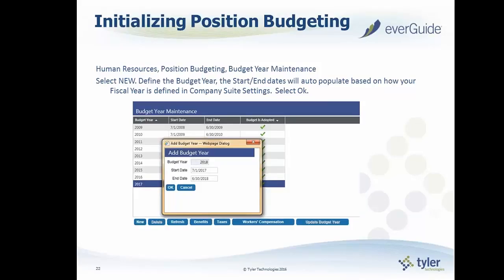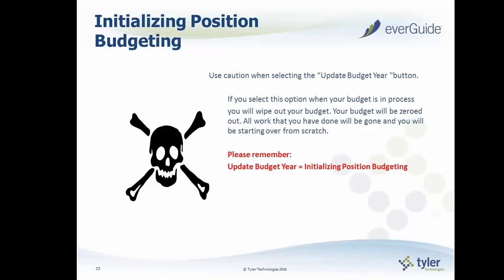So if you're wondering where that's coming from, it's coming from your company suite settings, the month that you defined as your fiscal year start. So I'm showing you a July to June. If you're October to September, May to April, it would populate according to your setup. When you go to initialize, you first set up the year, and then you actually hit the update budget year.